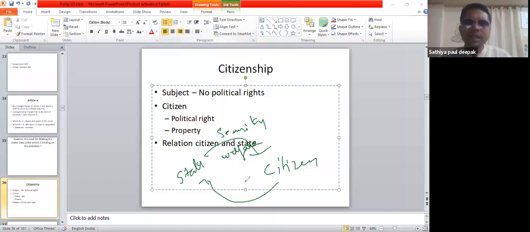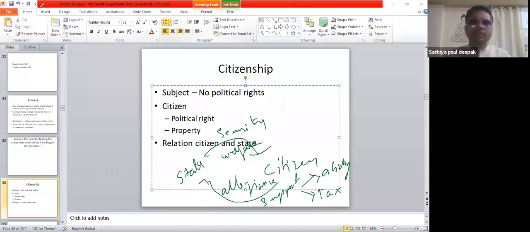In return, the citizen has to give allegiance to the state and also support to the state. What does it mean that the citizen has to give support to the state? There are two ways. He has to give support by paying tax, and also he should support by abiding by the law. So that is the relation between the citizen and the state. What do you mean by allegiance? Allegiance means loyalty.